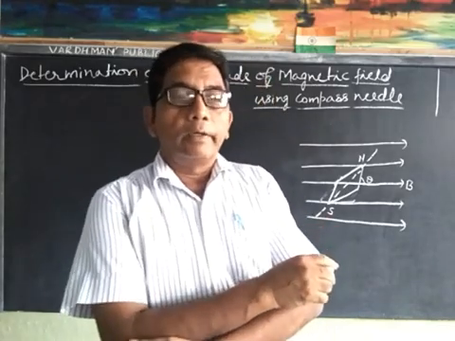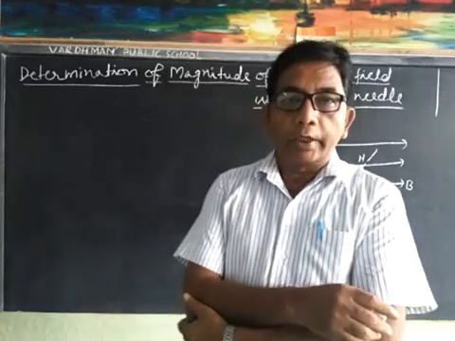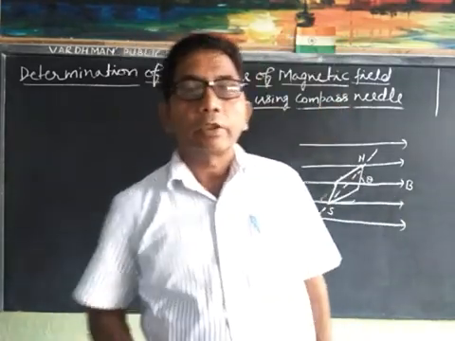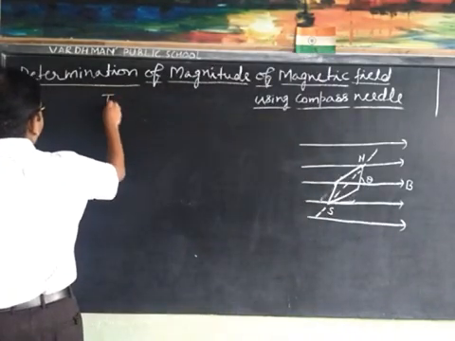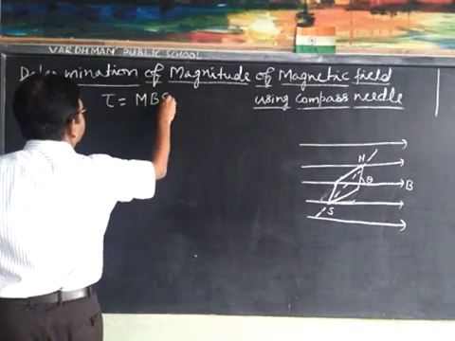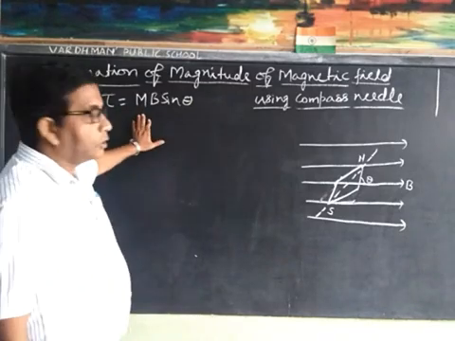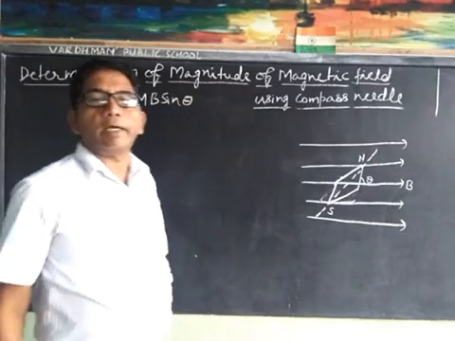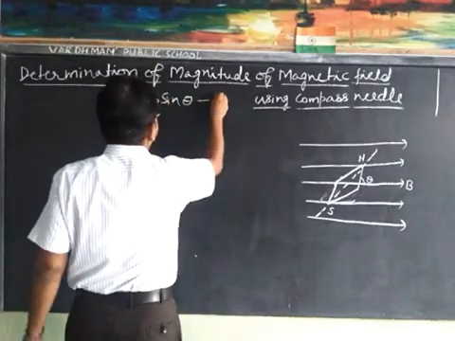Now a torque acts on the needle, which is given by tau is equal to mB sin theta. Suppose this is my first equation.